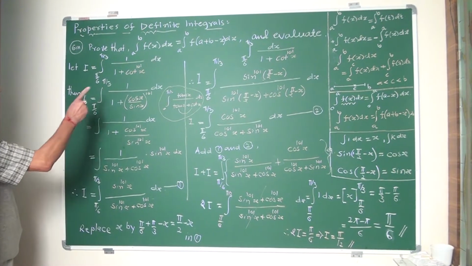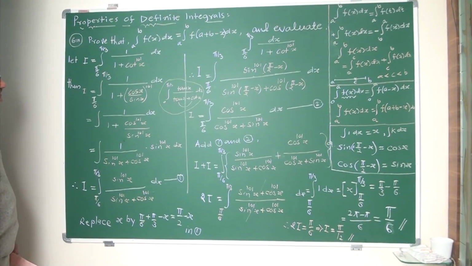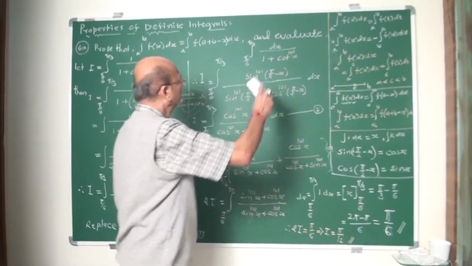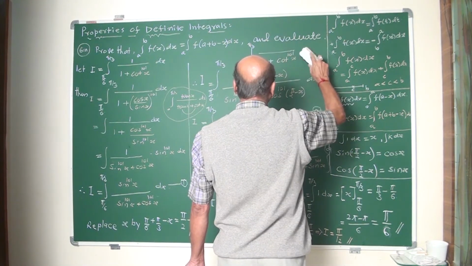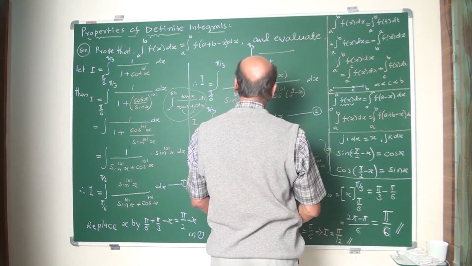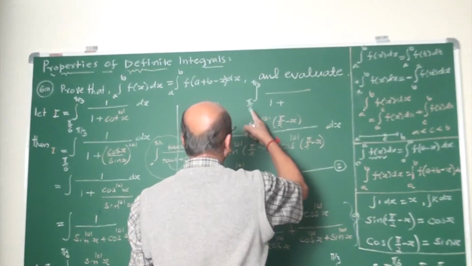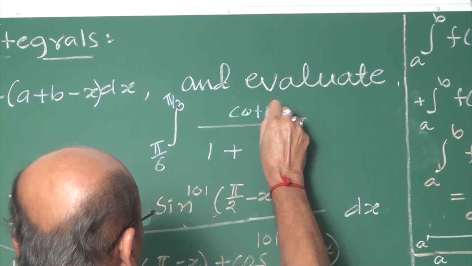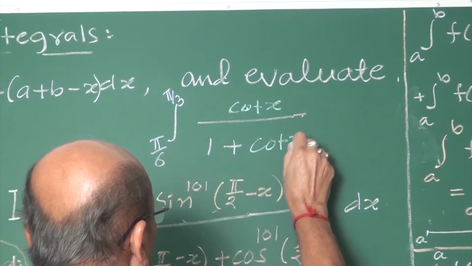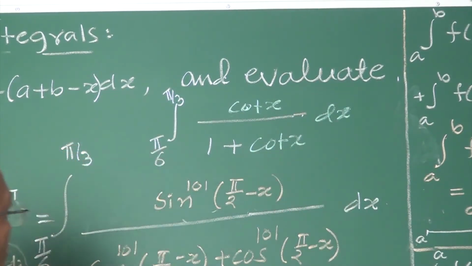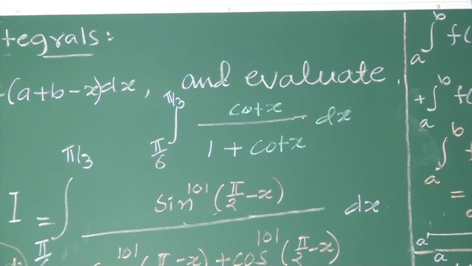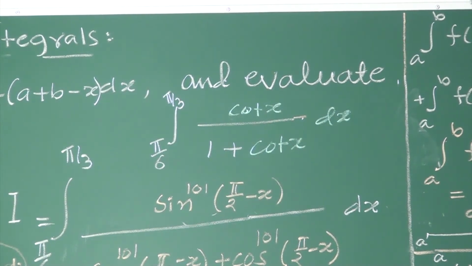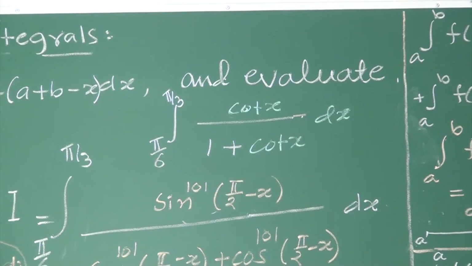Yes, my friends, I hope you copied. And the third example, my friends, is slightly different. Same theorem. Prove this, then evaluate. Again, I will keep the limits same, pi by 6 to pi by 3, and I take cot x upon 1 plus cot x dx. Yes, both are cot. I have not taken any power. Simple cot upon cot.